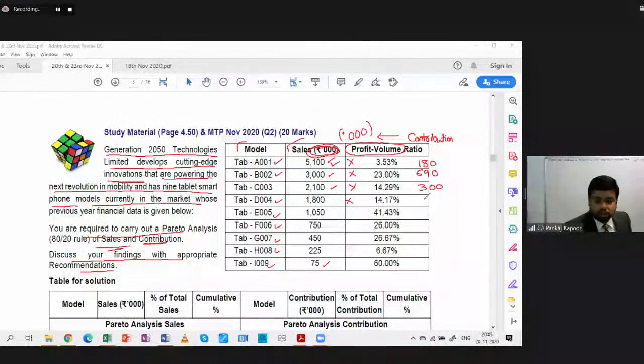For D4, it is 255. For E5, it is 435. For F6, 195. For G7, 120. And for H8, 50. And for I9, it is 45. Good. Good, Chavi. Yes, you are calculating fine. Okay, good.